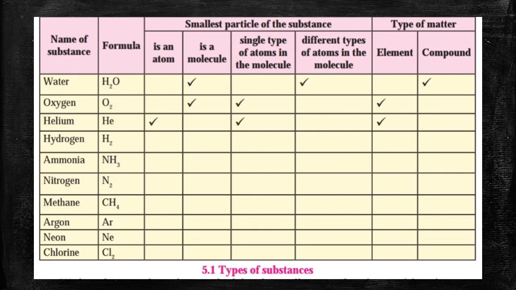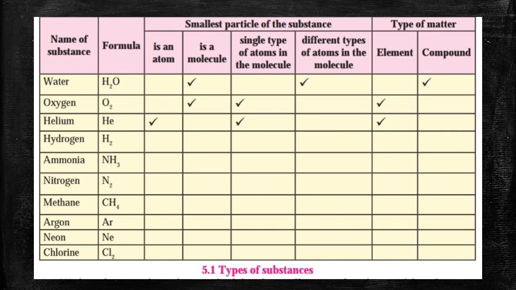Now, in your textbook page number 28, we have this chart. Here what we have to do is go through what is mentioned first. Name of the substance, formula, smallest particle of the substance is an atom, is a molecule, single type of atoms in the molecule, different types of atoms in the molecule, type of matter, element or compound. First we'll see the very first example, that is water. Formula is H2O. The first column after that is atom.